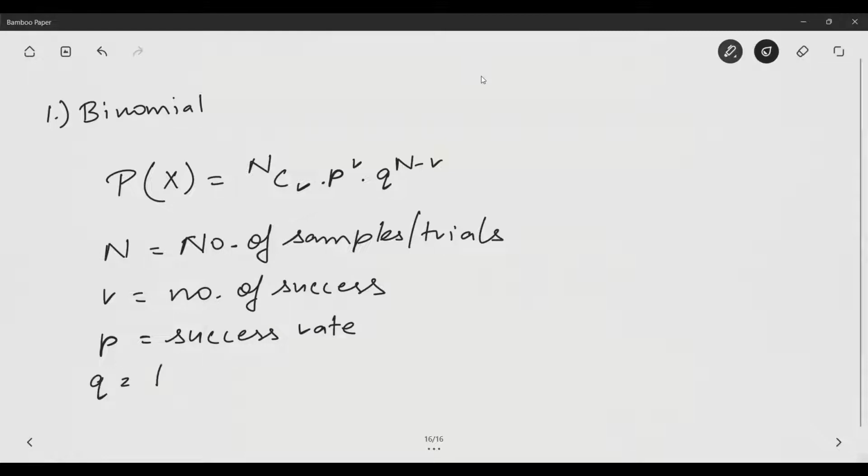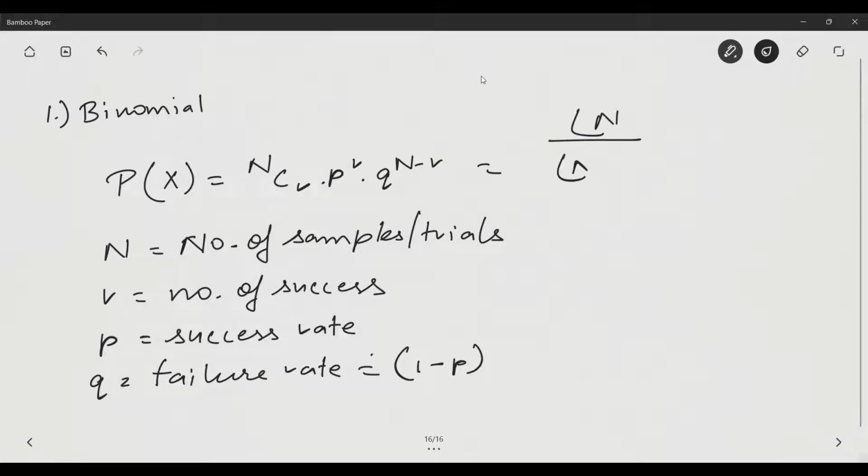And this q is nothing but the failure rate. Okay, and it can also be denoted as 1 minus p. Okay, and you can even try to break it. So this will become n minus r, then factorial r, then e to the power r, and then q to the power n.